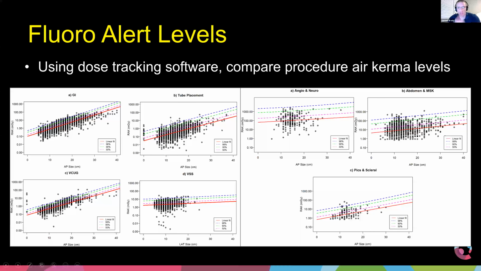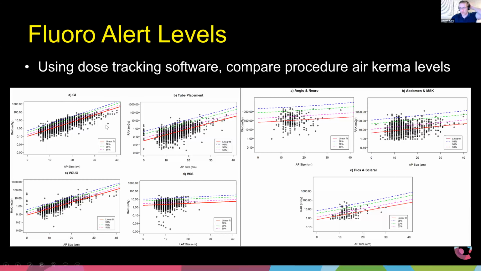UA may have many more patients than you, because you might not be a pediatric hospital. So you may not have tens of thousands of patients that do VSS or VCUGs. If you try to do your average on maybe two or 300 patients, the statistics just won't be real good. We have really good statistics, but this absolute value, the y-axis, might not look anything like yours. Your doses might be higher or lower than ours.